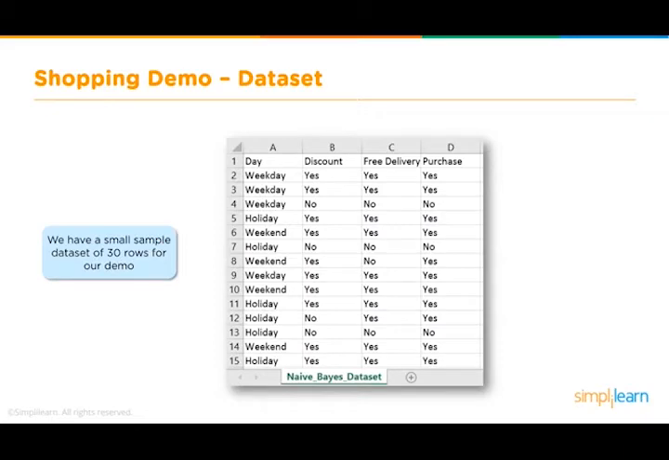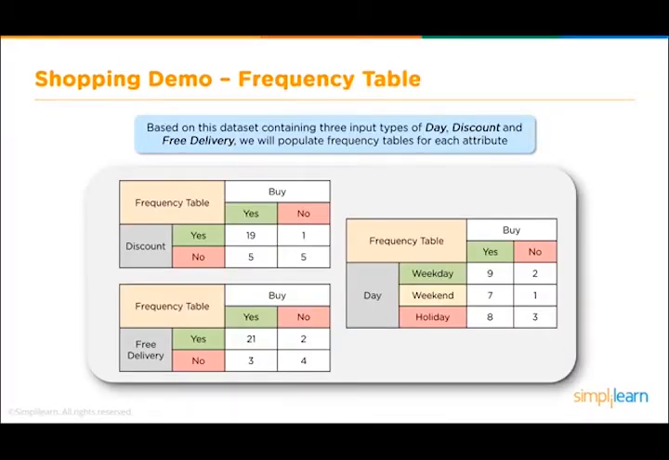The first thing we want to do is we're going to take this data and based on the data set containing our 3 inputs, day, discount, and free delivery, we're going to go ahead and populate that to frequency tables for each attribute. So we want to know if they had a discount, how many people buy and did not buy. Did they have a discount, yes or no? Did we have a free delivery, yes or no? On those days, how many people made a purchase and how many people didn't? And the same with the 3 days of the week. Was it a weekday, a weekend, a holiday? And did they buy, yes or no?